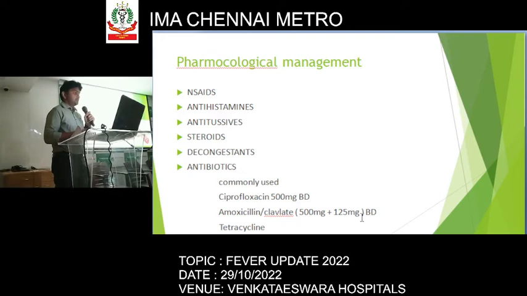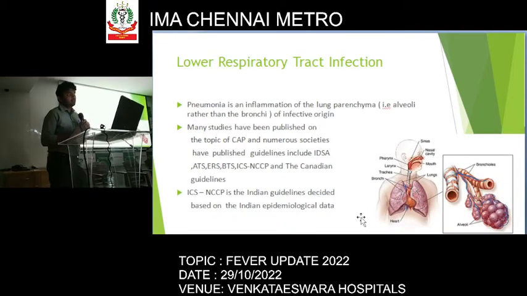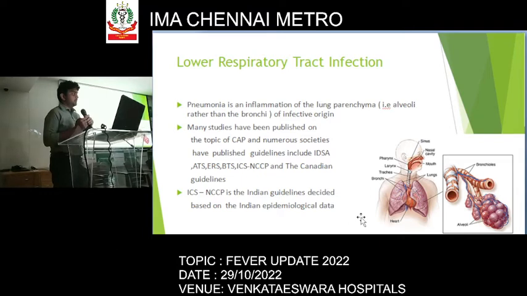Lower respiratory tract infection. Pneumonia is an inflammation of the lung parenchyma, mainly the alveoli rather than the bronchi, of infective origin. Many studies have been published on how to manage community-acquired pneumonia, and many societies like the Infectious Diseases Society of America, ATS, ERS, and the British Thoracic Society have given guidelines on how to manage community-acquired pneumonia.